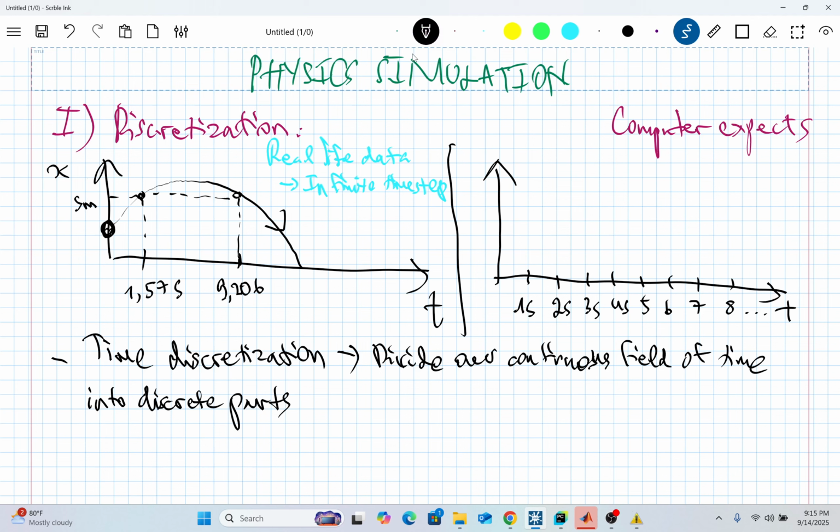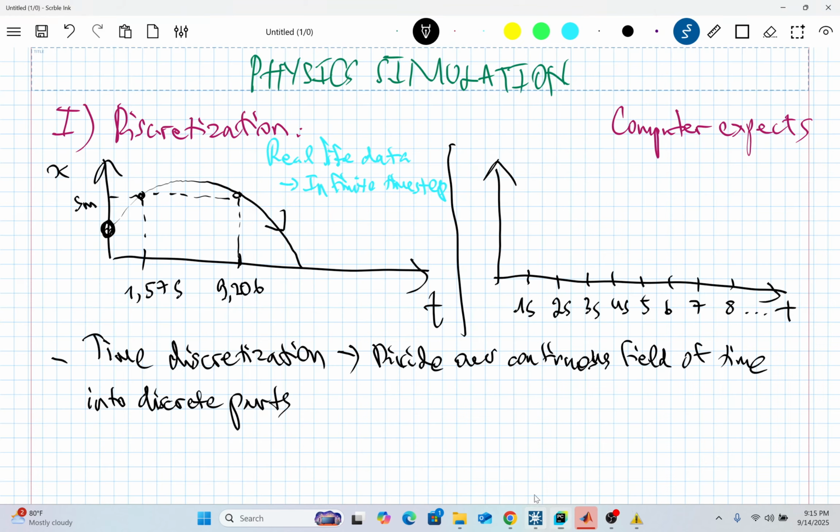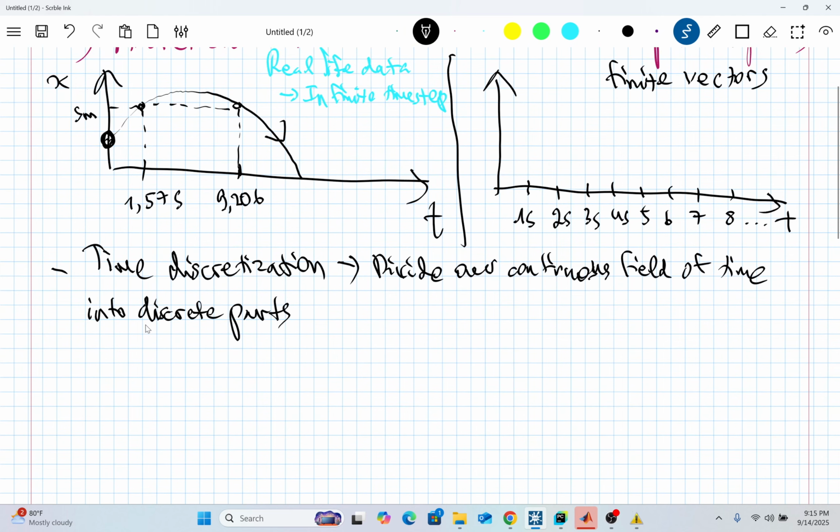Okay, so if I have a total of, let's say, 10 seconds, I will have 10 finite vectors, okay? Fine, that's the first one. And then we will have to do one more thing. If we can discretize the time, we will have to do it for the space as well. We have to do space discretization.